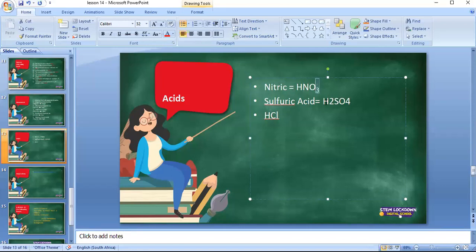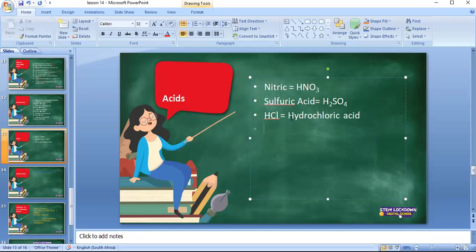And then tell me, my grade 9s, if acids react with a hydroxide, what do we get? Salt and water. And if a metal reacts with an acid, we get salt and hydrogen. And if it reacts with a carbonate, that's when we get salt, water, and carbon dioxide. Are we clear, grade 9? Any questions?